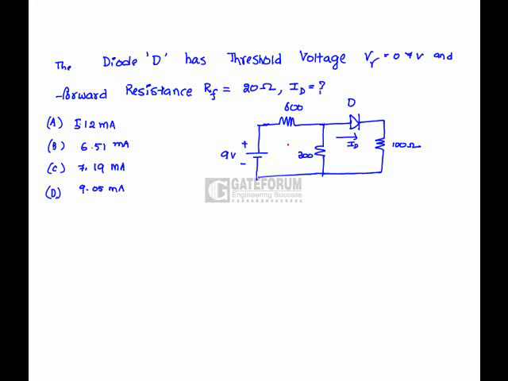Next, the diode D has threshold voltage, that is V cut-in, equal to 0.7 volts, and the forward resistance RF is equal to 20 ohms. We have to find the value of ID. This problem can be solved in different ways. One method is we can find a threshold voltage VTH and RTH, and replacing this network with Thevenin's equivalent circuit, we can solve for ID.